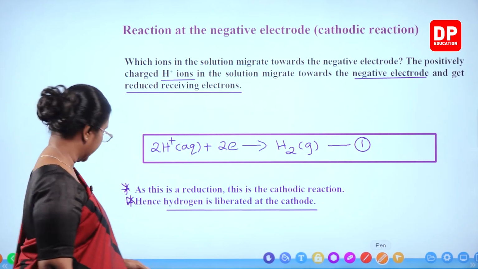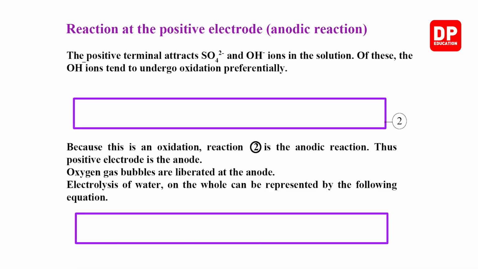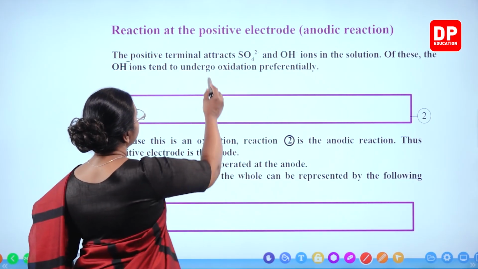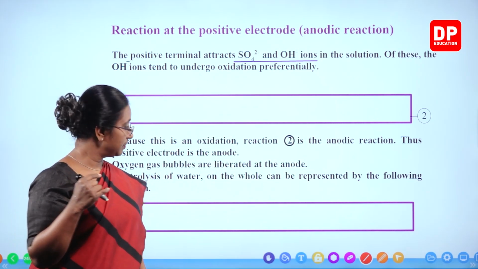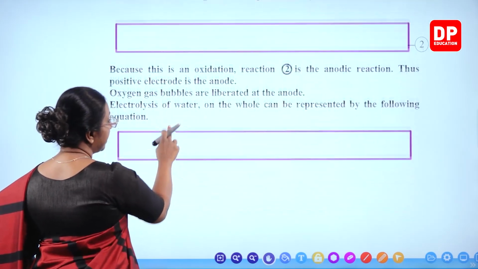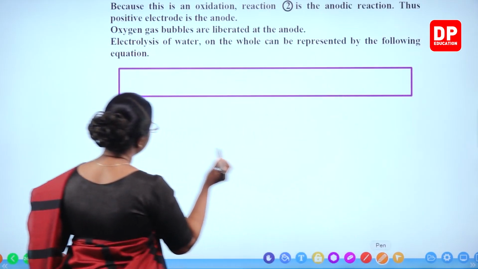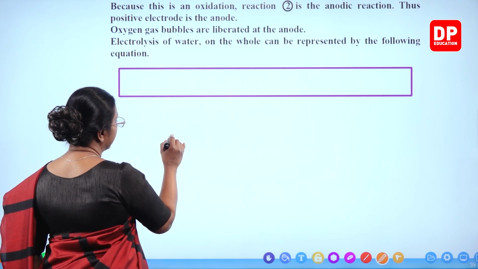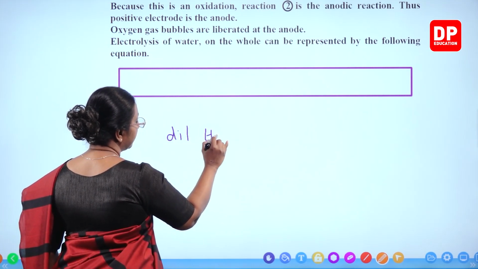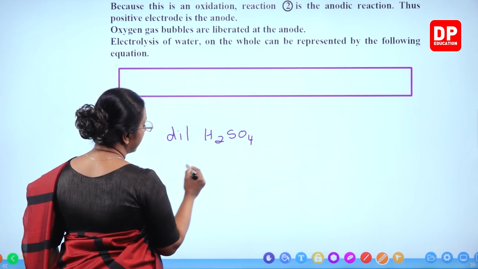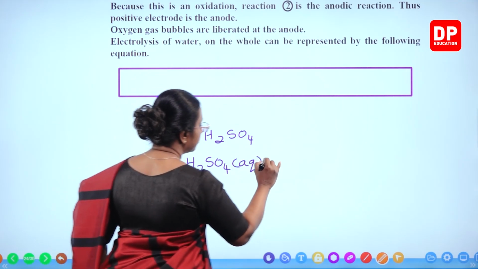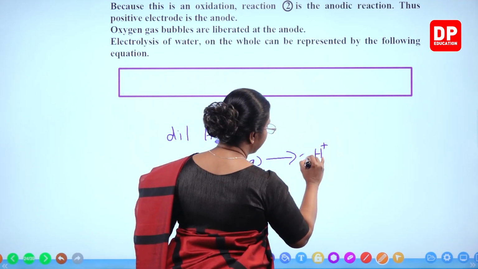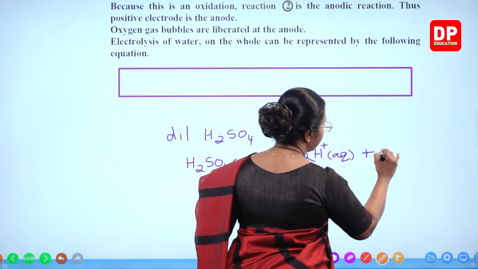Then, we will move to the next slide. Here, reaction at the positive electrode, that is the anodic reaction. The positive terminal attracts sulfate and OH minus ions in the solution. Now, I did mention this before, students. You all can remember this is acidulated water. How do we prepare acidulated water? By adding dilute sulfuric acid, H2SO4. Now, you all know dilute sulfuric acid is a strong acid. Because of that, it dissociates completely to give H plus ions and sulfate ions.